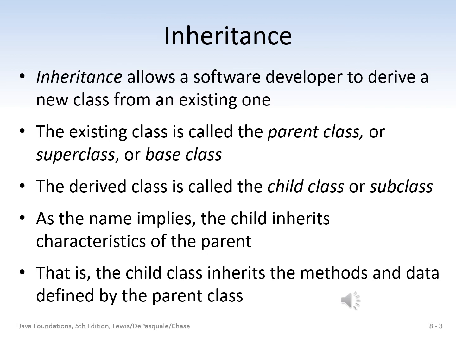And as the name implies, the child class inherits the characteristics of the parent class. So what does that mean? That means the child class, the new class, derived from the parent class, inherits the methods and data that are defined in the parent class.